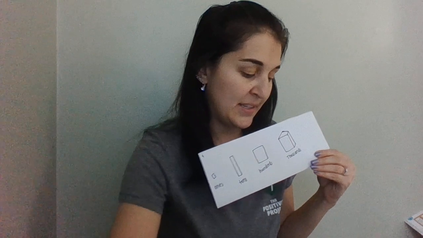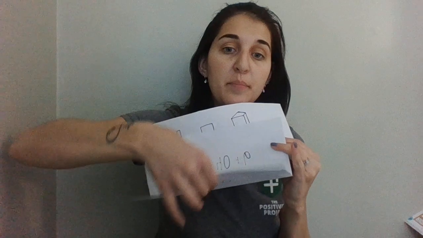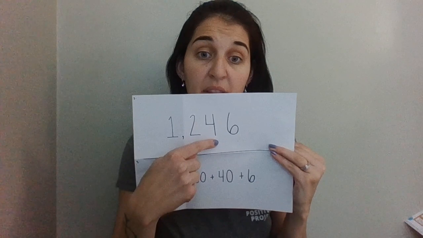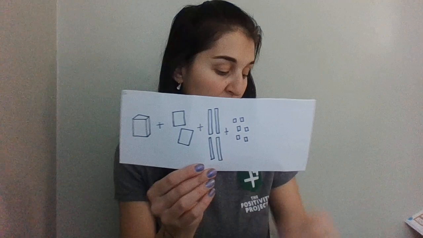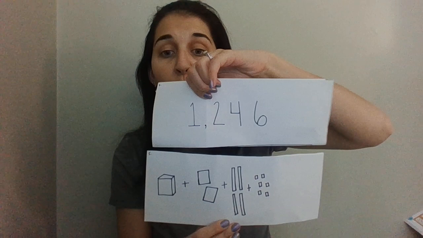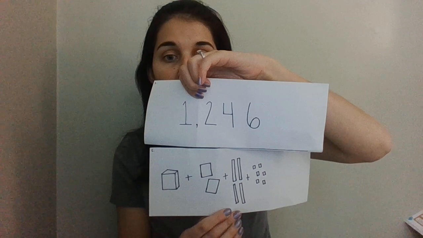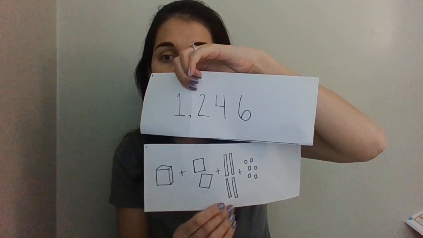So what does this number look like in base 10? Just as a reminder, this is standard form. This is expanded form. This is what that number looks like in base 10. We have 1,000 cube, 200 squares, 4 ten rods, and 6 ones.